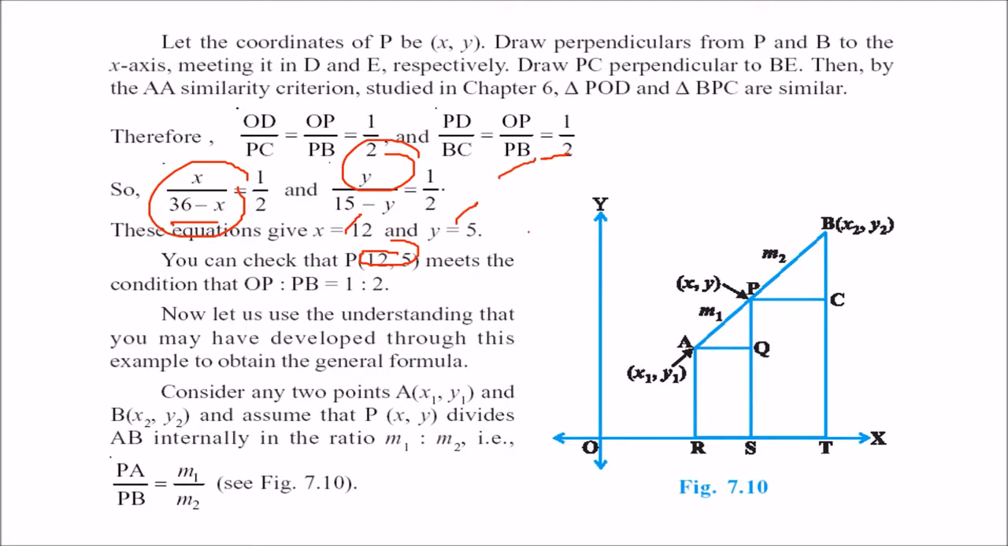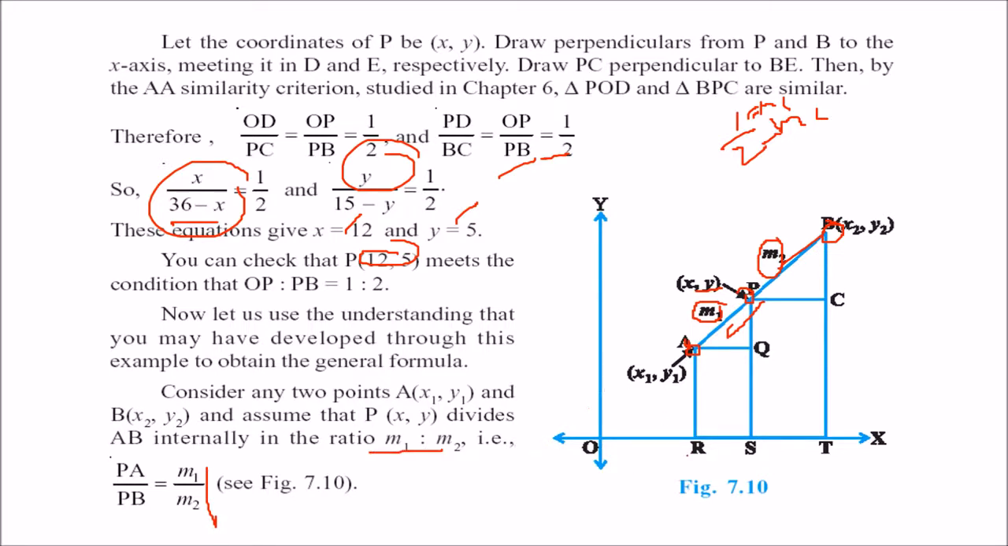Now what we have done, let us try to find the general section formula. How are you going to get it? We say that we have a point A and a point B. We are trying to generalize it. This is point P, with coordinates x comma y that we need to find. This point divides the line AB internally in the ratio M1:M2, the way 1:2 was there, where M1 was 1 and M2 was 2. So we say PA by PB is nothing but M1 by M2.